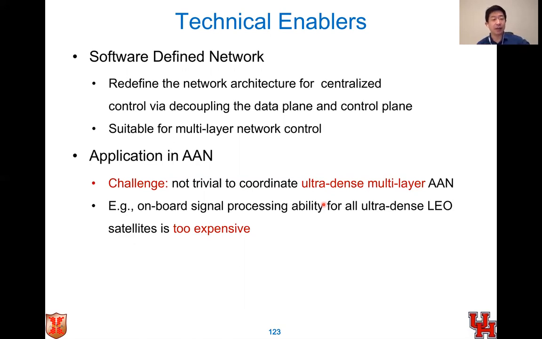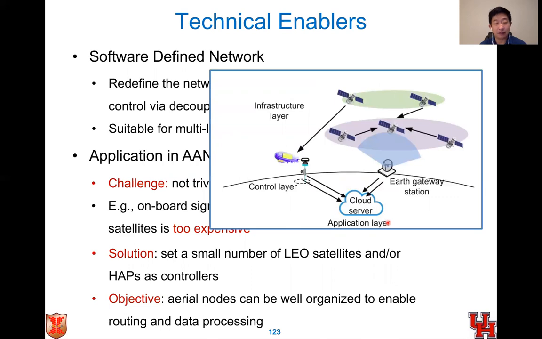And then the application to AAN: the challenge is that it is not trivial to coordinate an ultra-dense multi-layer AAN. The reason is that, for an ultra-dense LEO satellite constellation like SpaceX's, each satellite is 60 kilograms. How much signal processing capability can you put there? So this is one example. The solution is a set of small LEO satellites with a HAP as a controller, grouped so that they work together and coordinate, well organized for data processing and routing.